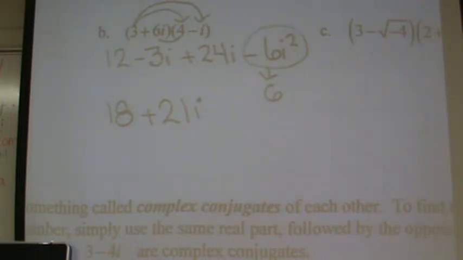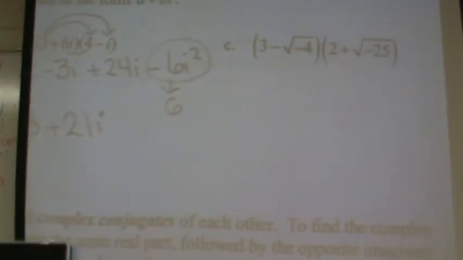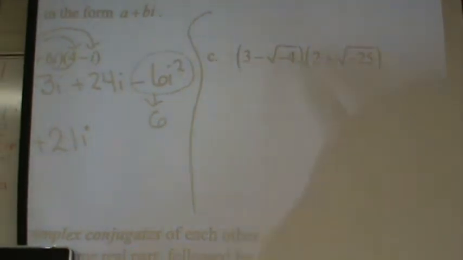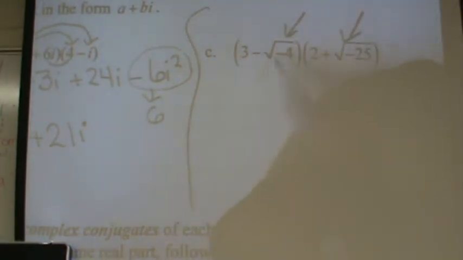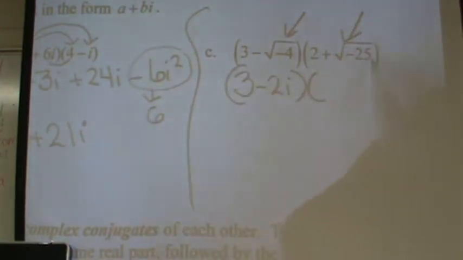Last one, what do you think we should do? We got a little bit of a mess on our hands here. You think you're going to FOIL this yet? No. What could we do with this piece and this piece? Square root. We could change that to what? What's the square root of negative 4? 2 what? i. We learned that in the very first problem. What does the square root of negative 25 equal? 5 what? 5i. Now you're going to FOIL.